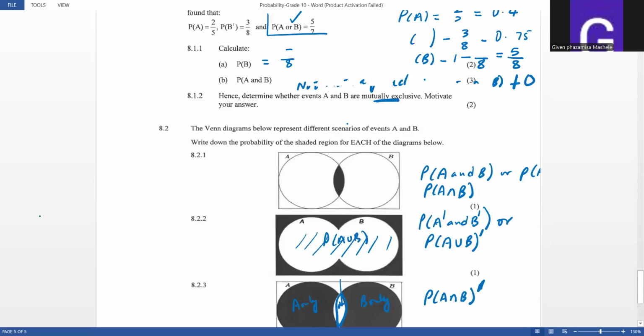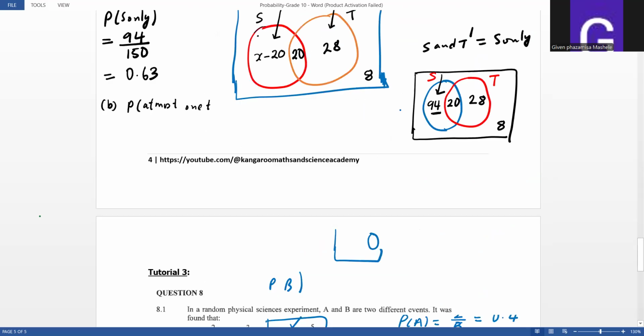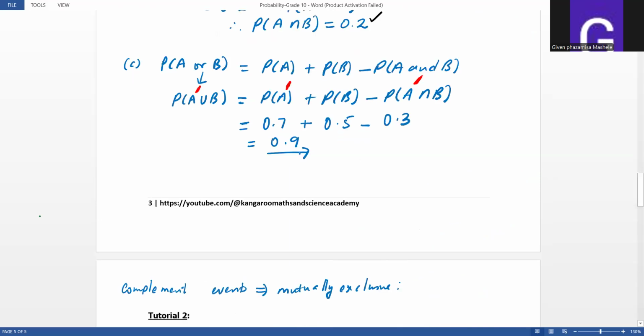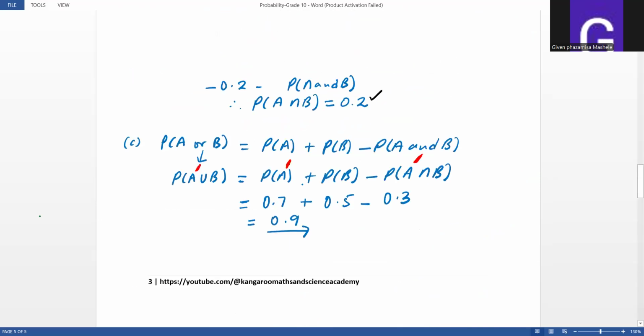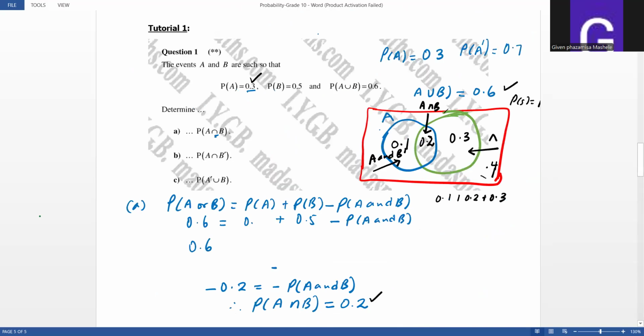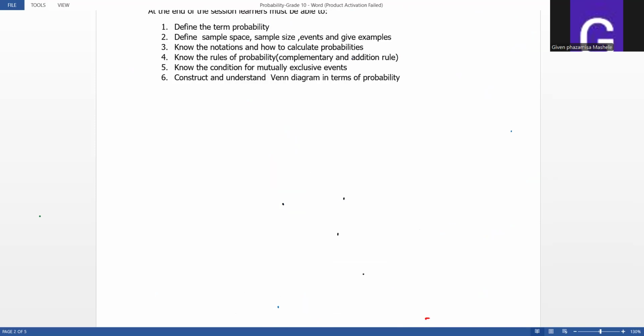So in grade 10, what is important is to know the complementary rules, be able to construct a Venn diagram, and be able to use the addition rule for A or B, and also to know the conditions for mutually exclusive events. For events that are not mutually exclusive, the probability of A and B is not zero. But if the probability of A and B is zero, it means they're mutually exclusive, ladies and gentlemen.